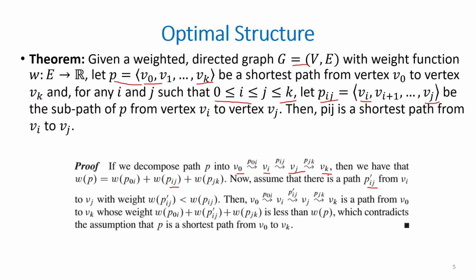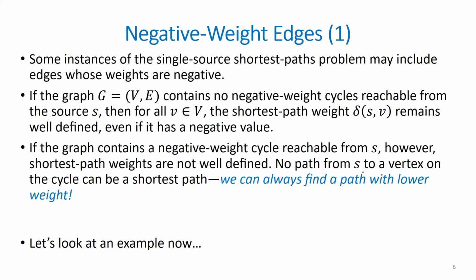This means that there exists a subpath with lesser weight than the subpath of path P. In other words, if I replace Pij with Pij prime, then I should get a shorter path than the path P that we already have. But we know that P is the shortest path between V0 and Vk as assumed at the very beginning in this theorem. So this contradicts our assumption, and thus every subpath of a shortest path is also a shortest path.